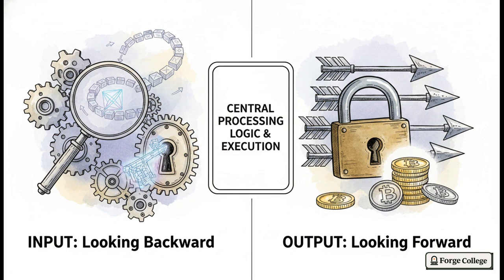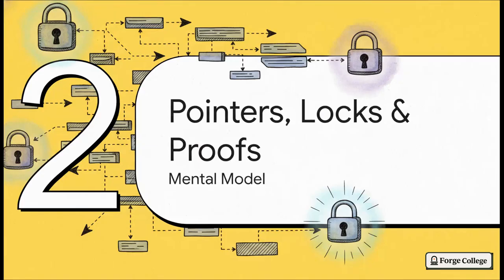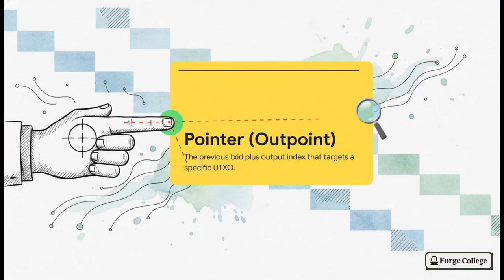So inputs look backward to prove you have the funds, while outputs look forward to lock them up for the next person. All right, Section 2, Pointers, Locks, and Proofs. To make sense of these highly technical fields without getting bogged down in raw hex code right off the bat, let's use a mental model. Think of a transaction as a bundled schematic of three very specific things: pointers, locks, and proofs.